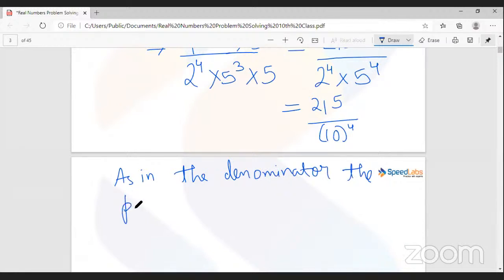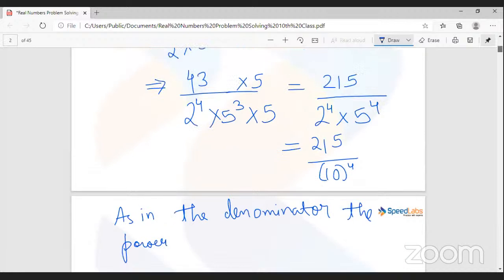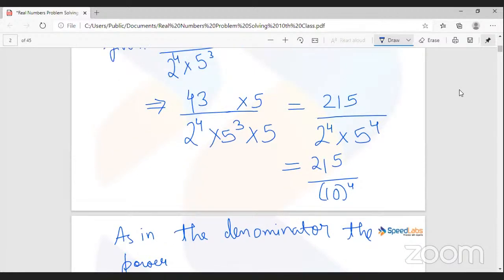Ma'am, writing the statement would be necessary? Yes, to fetch marks it is important. It is very important to write the steps so that not even half marks are deducted anywhere.